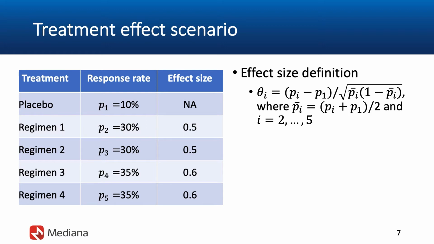35%. What we see on the right-hand side of this slide is the definition of the effect size, which is shown in the rightmost column in this table. And this is a standard definition, which is the difference in the improvement rates for each individual regimen versus placebo, defined as pi minus p1. And it is standardized by the common standard deviation with the square root, where the pi bar is defined as the average improvement rate in the given regimen arm and placebo.